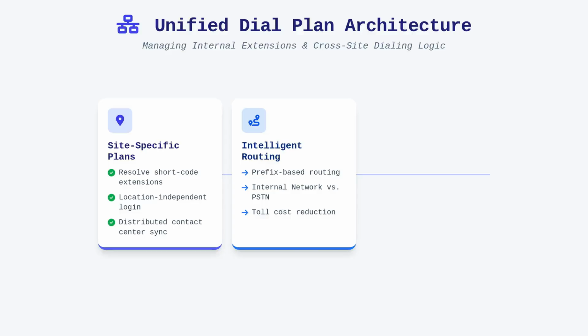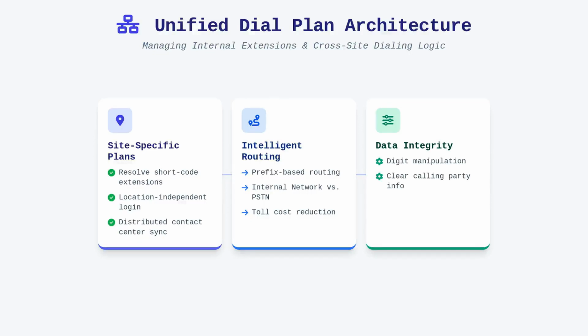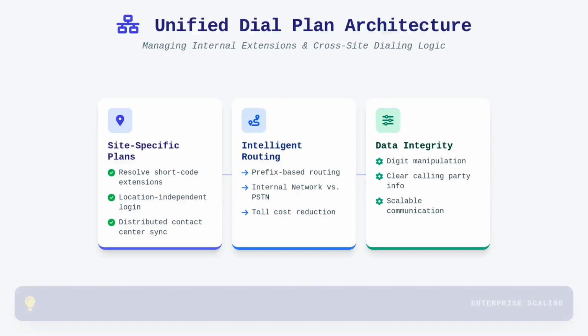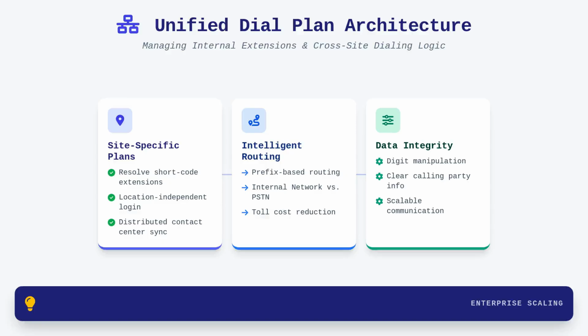You must also account for digit manipulation for cross-site calls to ensure that the calling party information remains clear to the recipient regardless of where the interaction originates. This holistic approach ensures that your dial plan is not just a collection of disconnected rules, but a unified communication architecture that scales with the business.